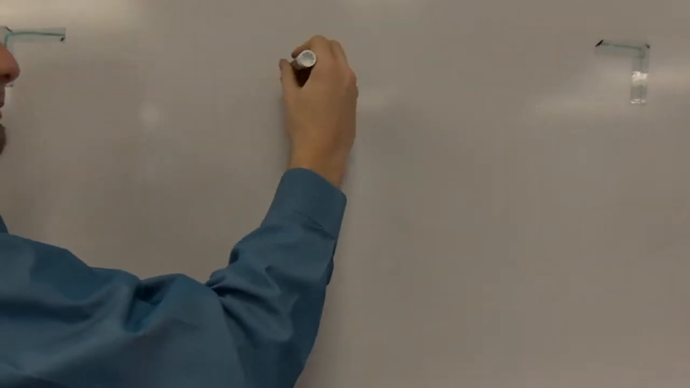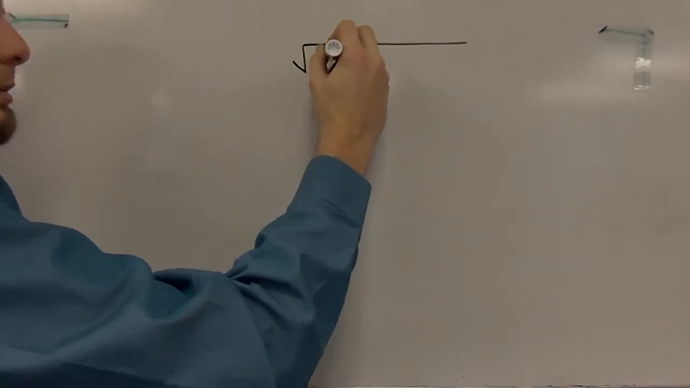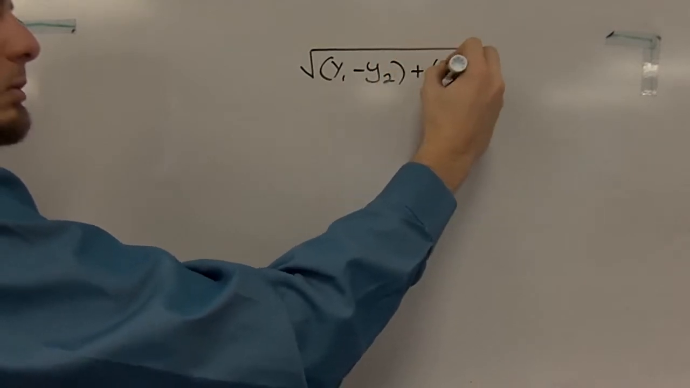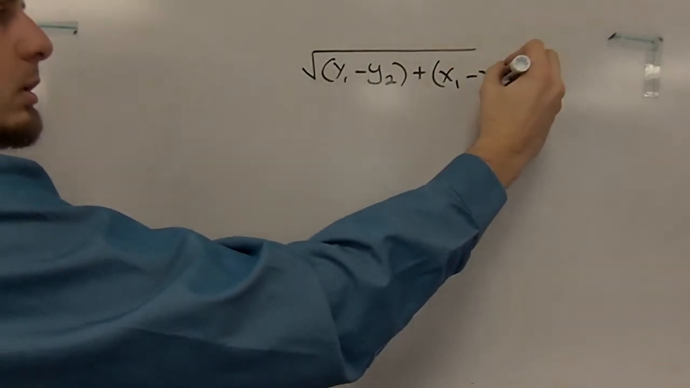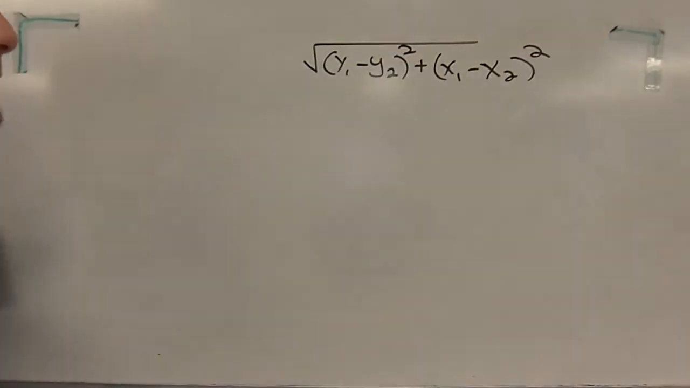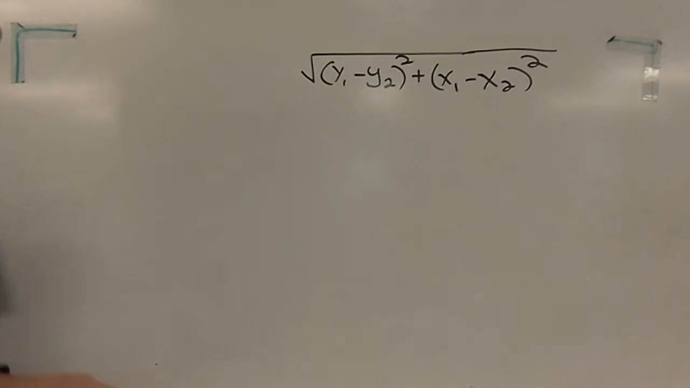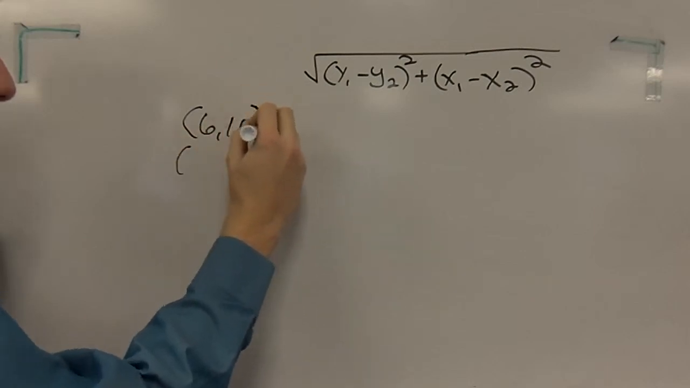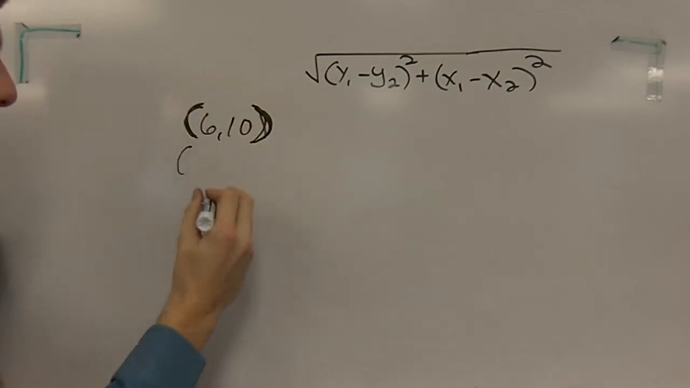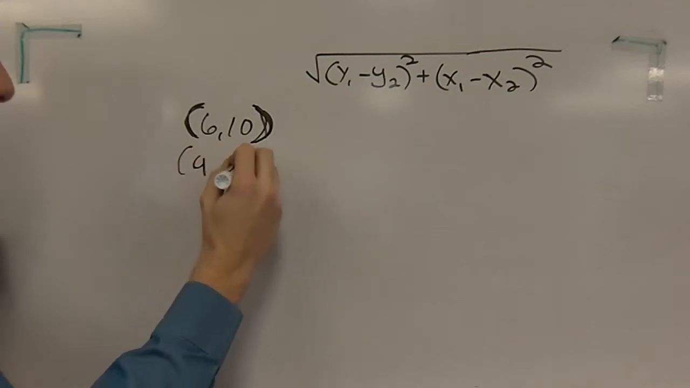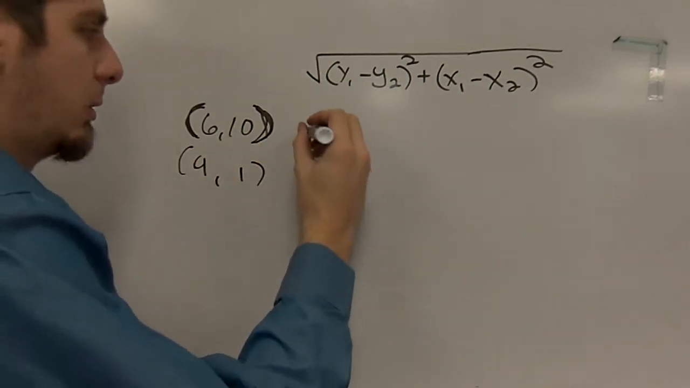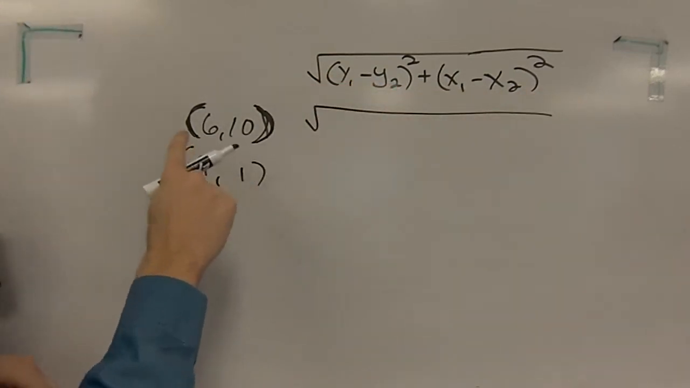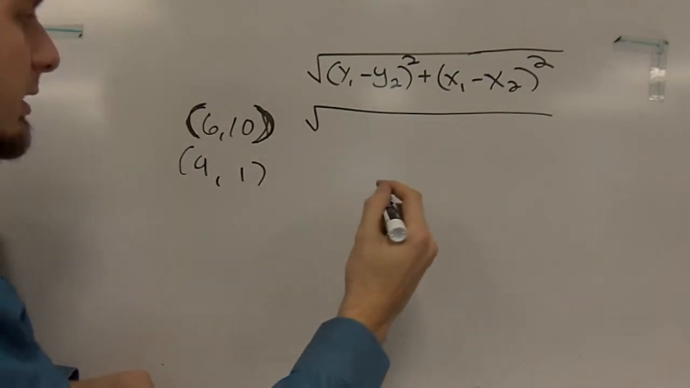So again, we're going to put the formula up. y1 minus y2 plus x1 minus x2 all squared. Okay, so I'm going to use the 2 points. We'll go with 6, 10, and we'll go with 4, 1. I'm going to choose an ordered pair to represent my ones. I'm going to choose the top one again, just for consistency's sake.